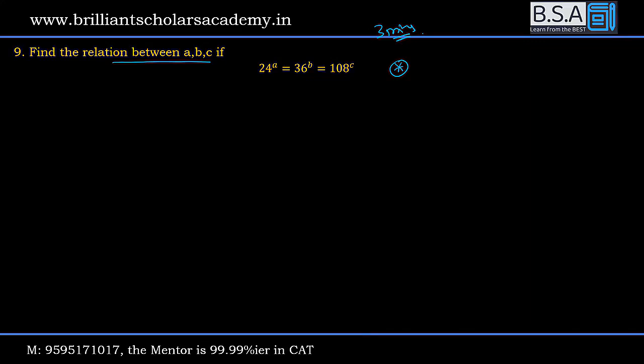Look, 36 into 3 is 108. But how do we go ahead from 36 into 3? How will you generate 3 out of all of this? So where will you get 12 from? Where will you get 12 from?